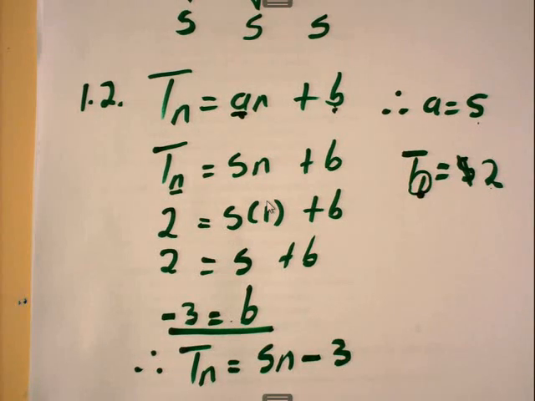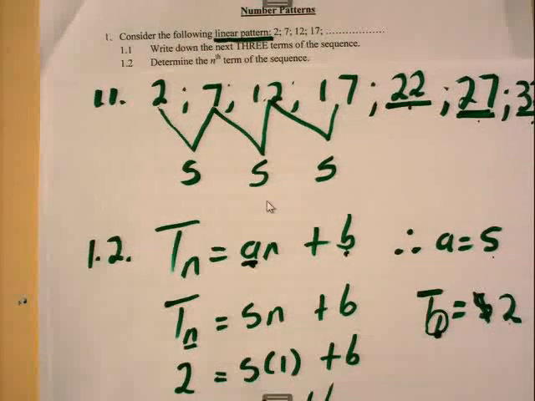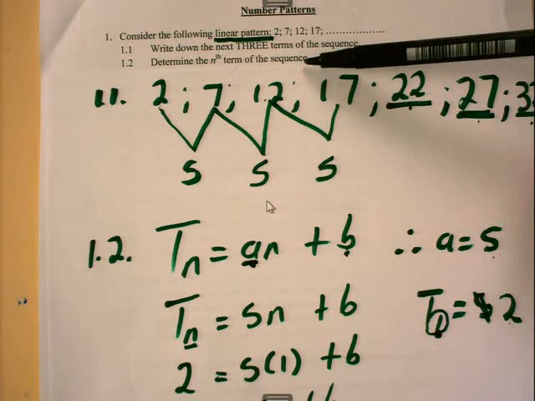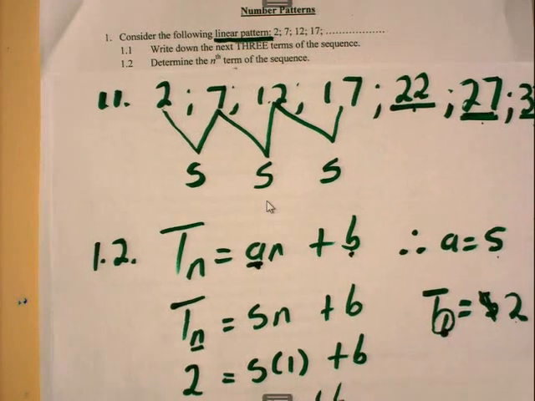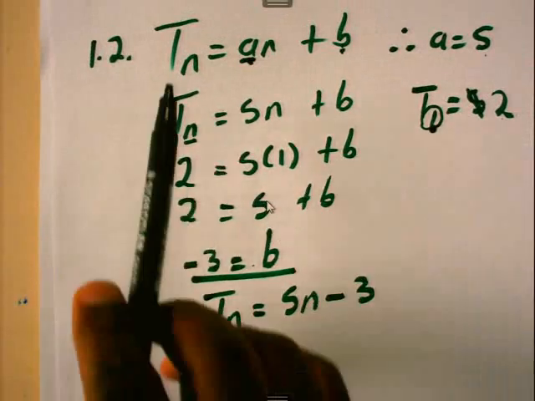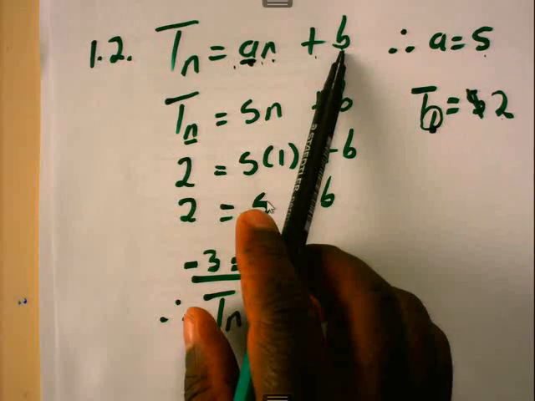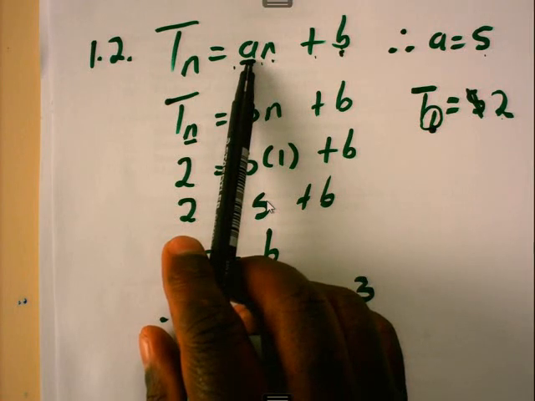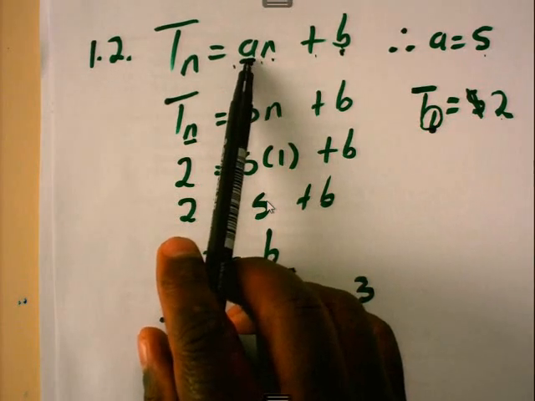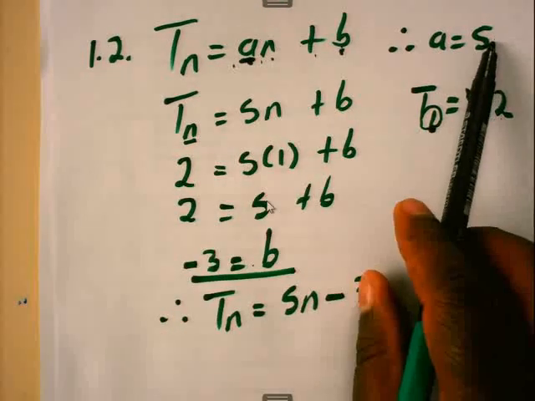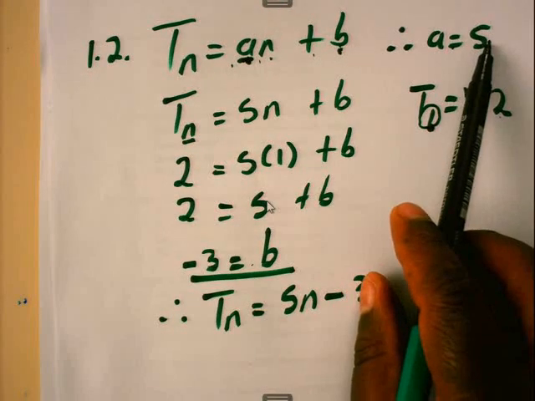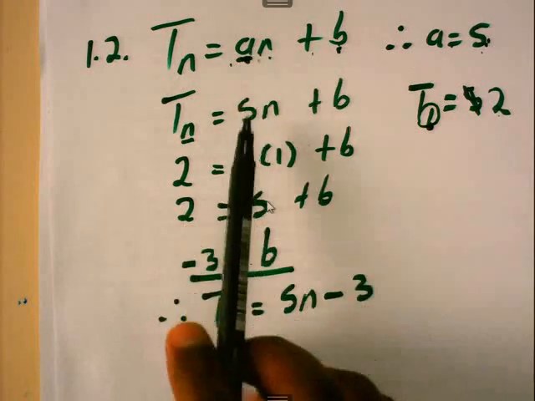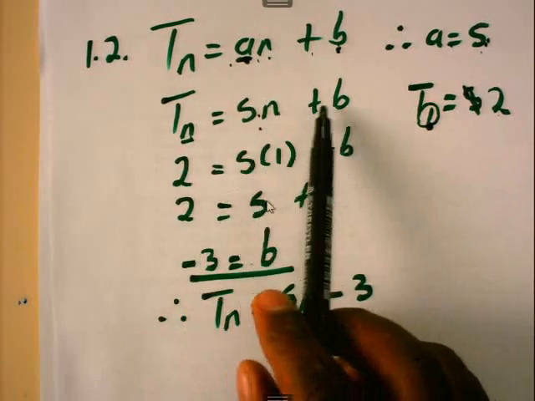I hope it's clear. If you remember the question properly, 1.2 states, determine the nth term of the sequence. The nth term of the sequence is given by Tn equals an plus b, and this a represents the common difference. The first difference, which is common in this case, was 5. As a result, a is equal to 5. You substitute a by 5, you've got Tn is equal to 5n plus b.